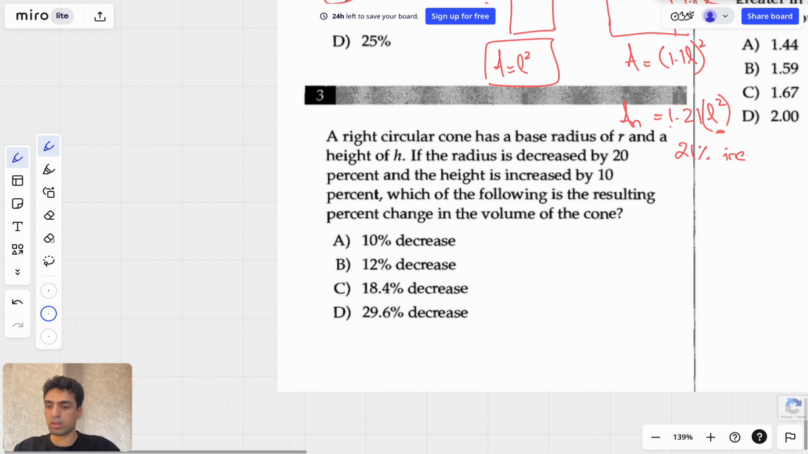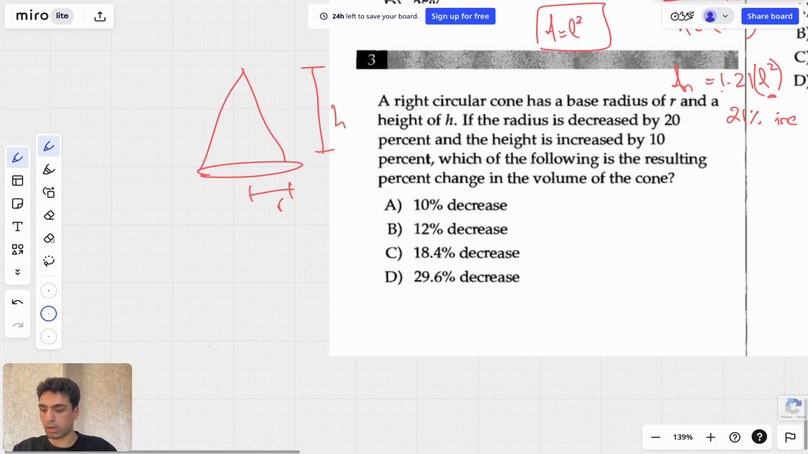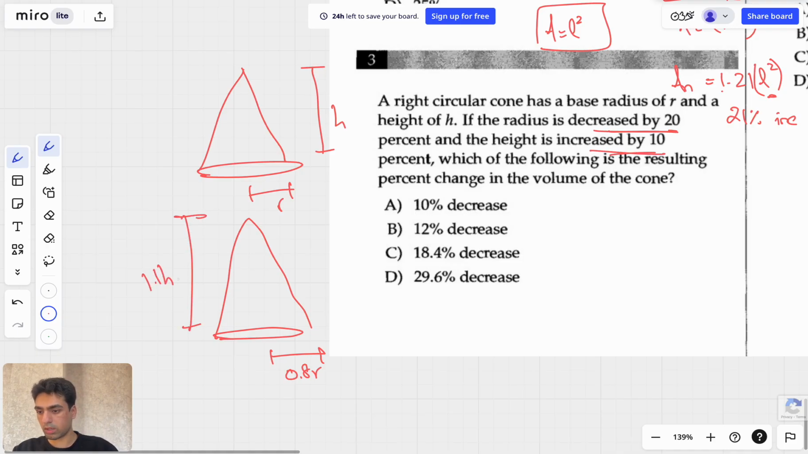Question 3 says we have a right circular cone with a base radius of R and a height of H. So you have a cone that looks something like this. The radius is R, the height is H. It says that the radius is decreased by 20%. So now we have the new one where the radius is going to be slightly smaller and the height is going to be longer. So the radius is going to be 0.8 R, because the radius is decreased by 20%, and the height is increased by 10%. So height is going to be 1.1 H.